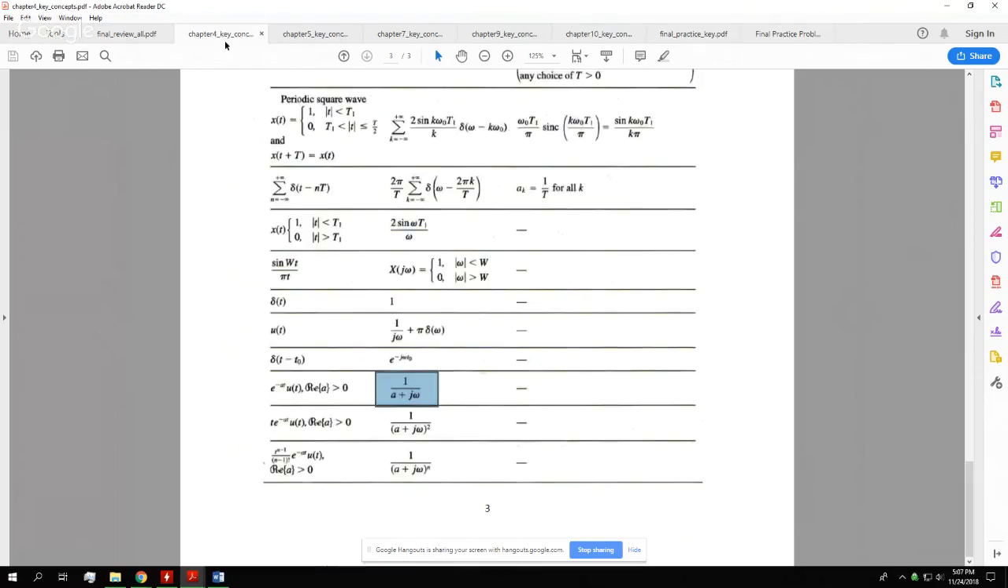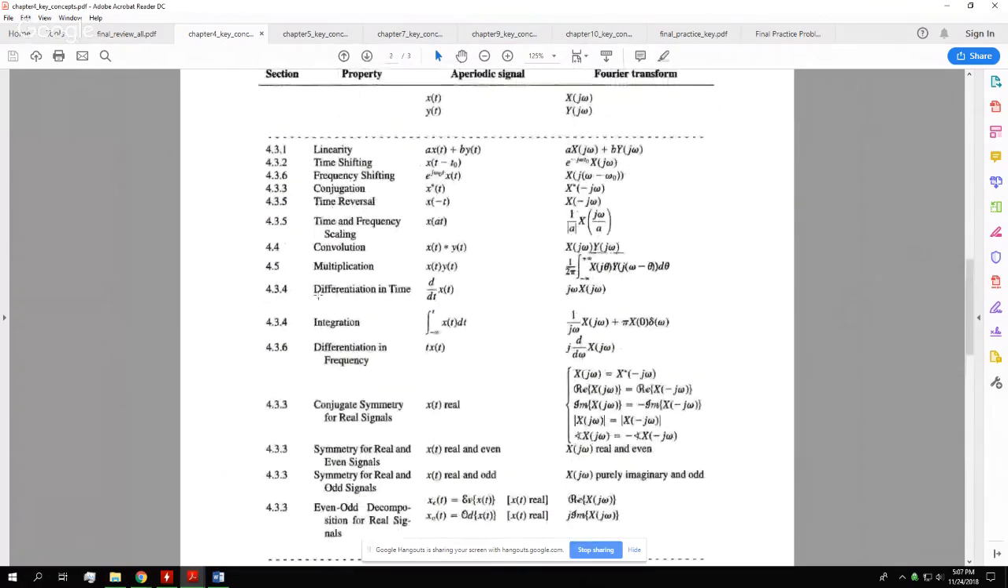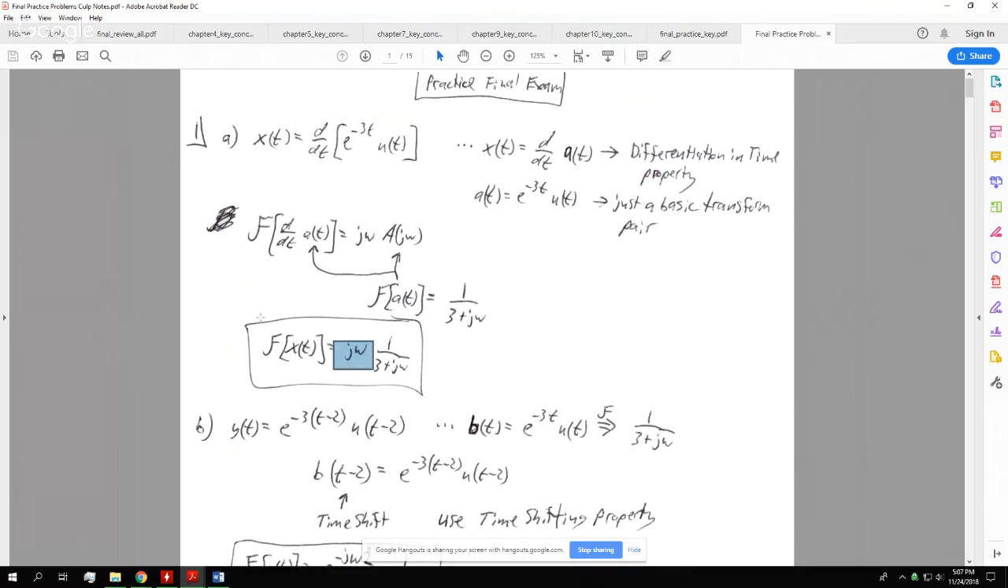So what is the differentiation in time property? We're going to scroll up to the first table and find the differentiation in time property and see what it does to the signal. So when we have any signal x of t, and we want to take the derivative of that, what does it do to our transform? We determined our transform was 1 over 3 plus j omega, but we just have to include this extra j omega, and this extra j omega handles this differentiation of the signal. And so that's all you do. It's very, very straightforward. So let's move on to the next one, part B.